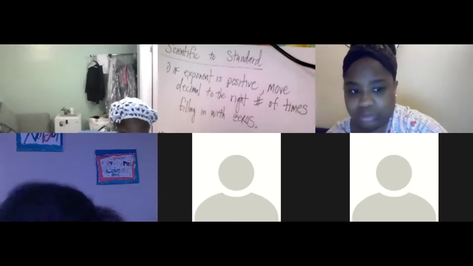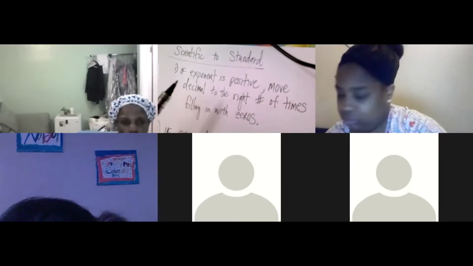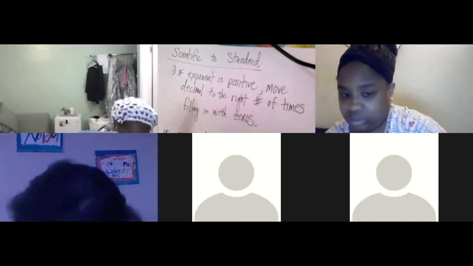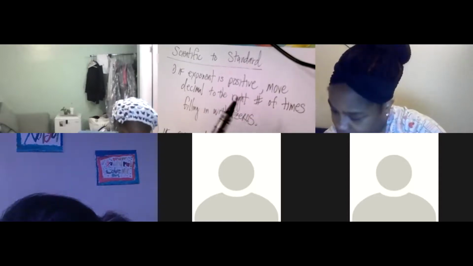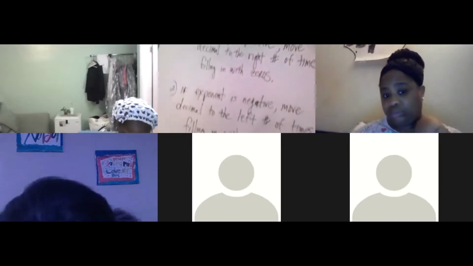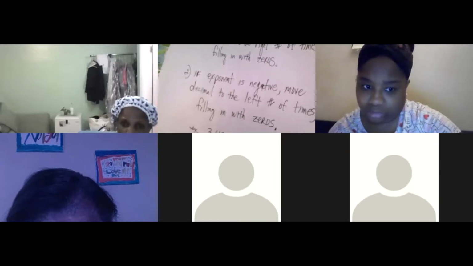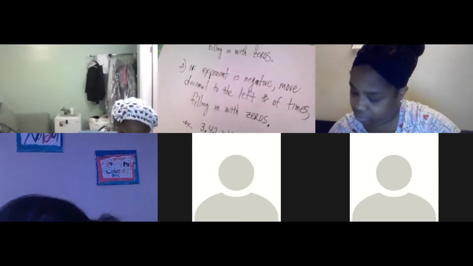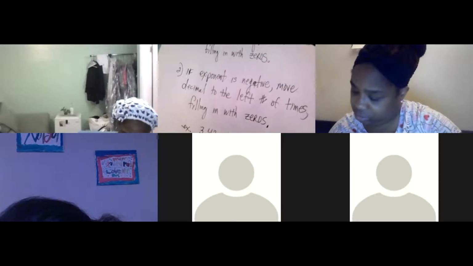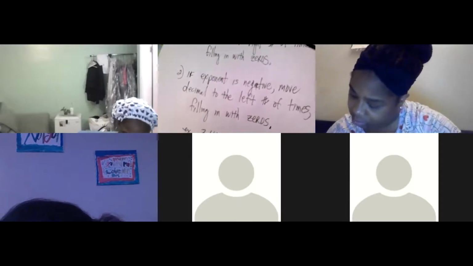It's fine. Then we're going from the scientific notation to the standard. If the exponent is positive, we move the decimal to the right the number of times, and then we fill it in with zeros. If the exponent is negative, we move to the left the number of times, and we fill it in with zeros. And we'll do plenty of examples.